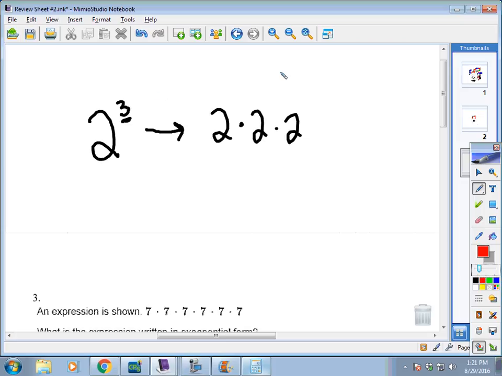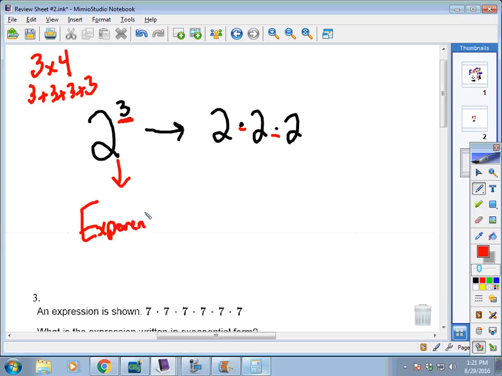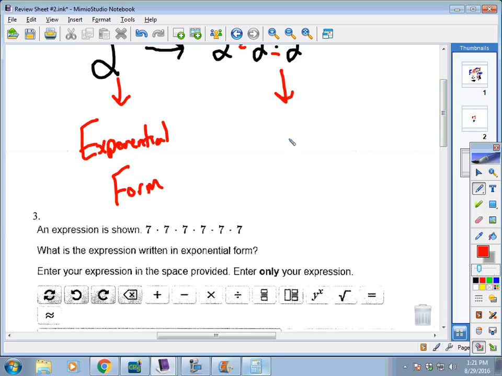Just like multiplication, 3 times 4 is the same as doing 3 plus 3 plus 3 plus 3. Multiplication shows repeated addition. Exponents show repeated multiplication. So this right here is called exponential form. This right here is called expanded form.